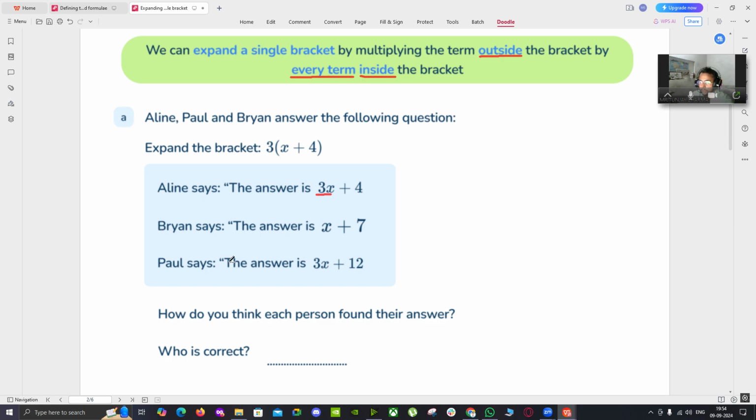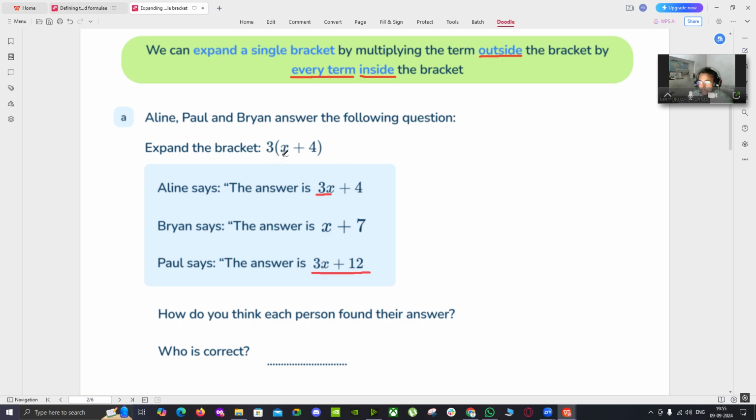Now Brian says the answer is x plus 7. So what Brian has done here is he has forgotten to multiply 3 by x, and at the same time, instead of multiplying 3 with the second term inside the bracket, he has added it instead. So he has gone wrong here also. Now let's discuss how Paul has found his answer. The answer is 3x plus 12. Let's see if he has followed the correct method.